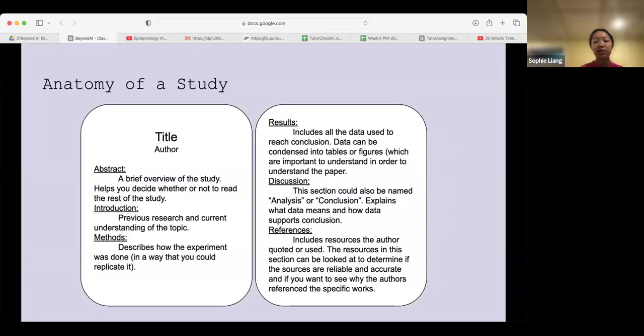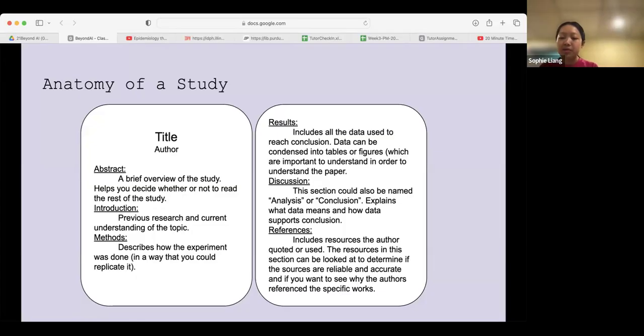And then at the end, there's a reference section to include any resources that the author quoted or used. This is really helpful, and they'll often have footnotes as well. So if there's one specific part you want to check out, you can just look at it and then look at which footnote it corresponds to, and then you can read the sources that the author used. You can read them yourself, because sometimes authors might misinterpret or misunderstand something from another source. So you can always check for yourself to make sure.